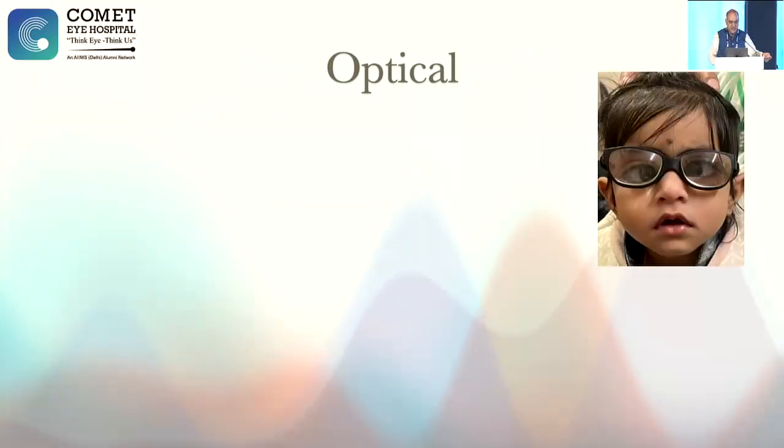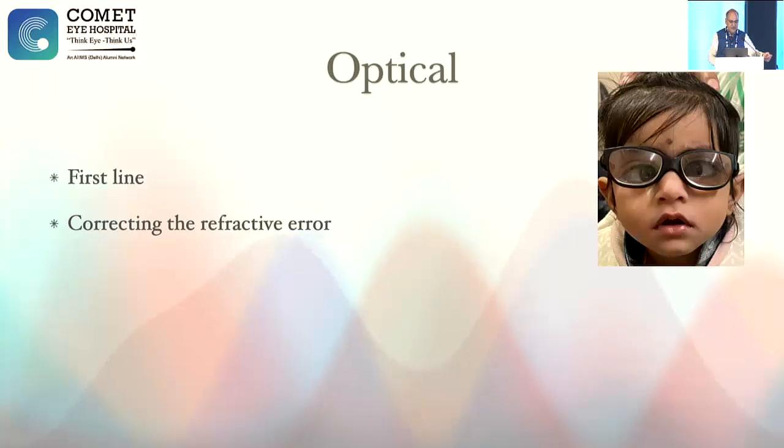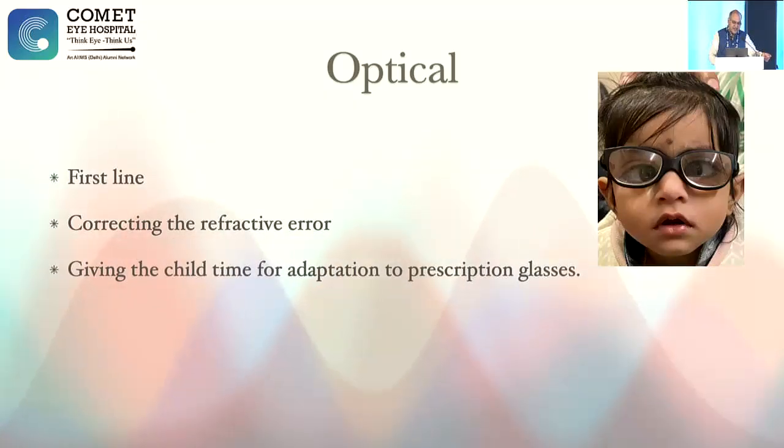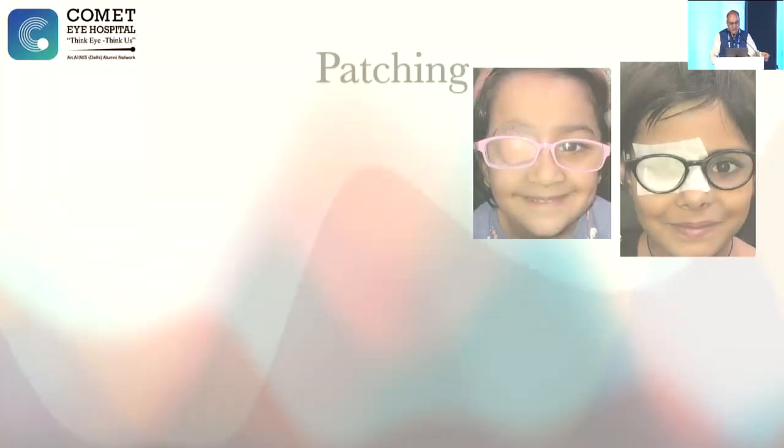So optical is by far the most important, the first line of treatment. Correcting the refractive errors is the first and foremost thing. Give time for adaptation to the prescription of glasses, and at times we find that some visual improvement does come, if not full, with just giving glasses to the child.